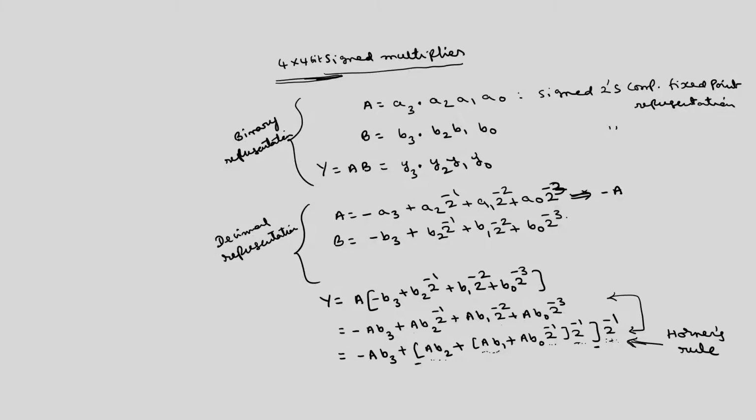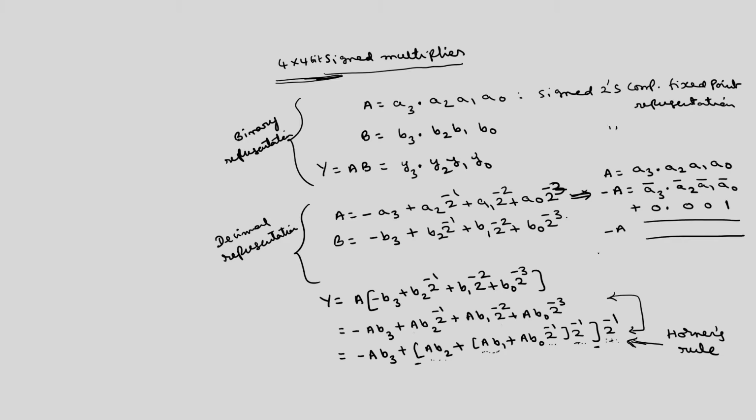In signed 2's complement representation, given A, how to obtain minus A? Minus A is nothing but the 2's complement. So, minus A can be obtained using the 2's complement. A in binary form is A3 dot A2 A1 A0. Minus A becomes the 1's complement, A3 bar, A2 bar, A1 bar, A0 bar, plus 1. 1 has to be added at the least significant bit. This is equal to minus A.